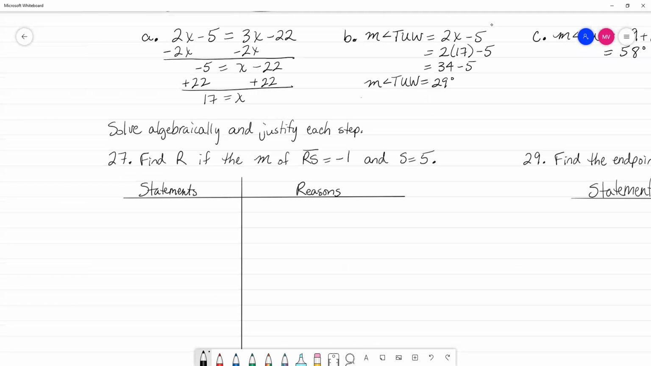Yep, no more over there. Now we get into the harder stuff. We're having to solve and prove.